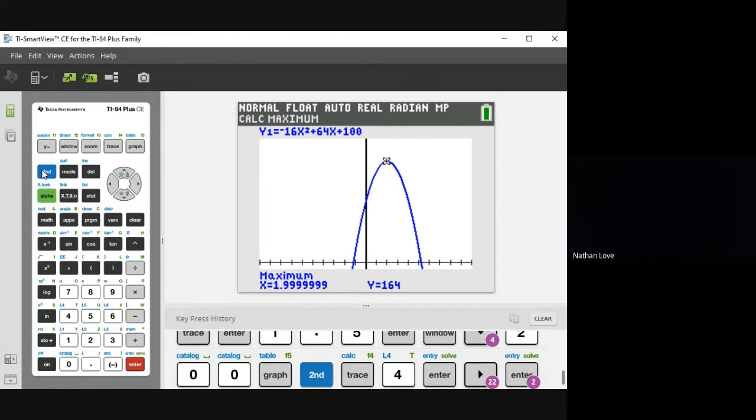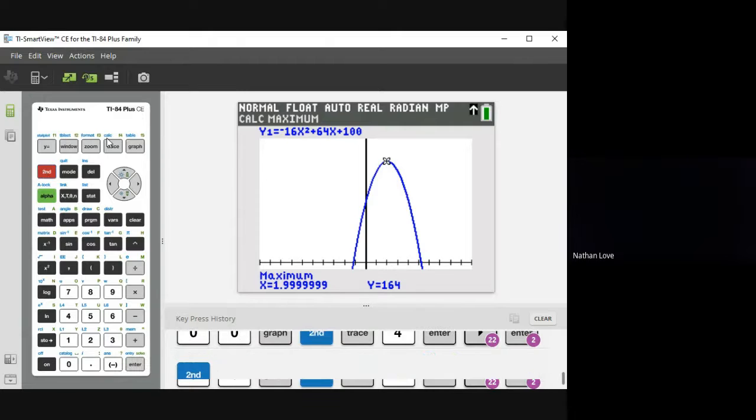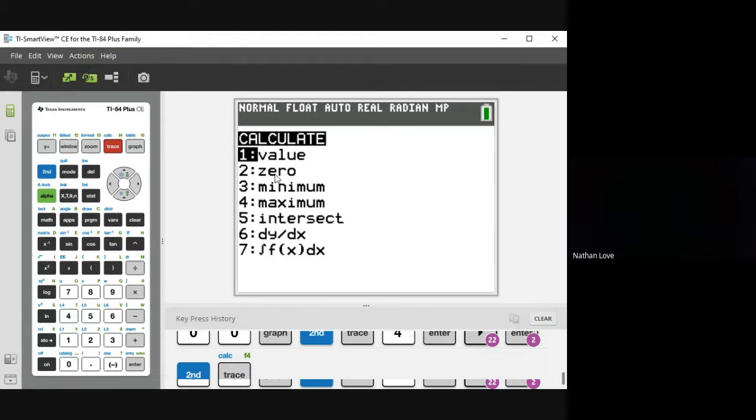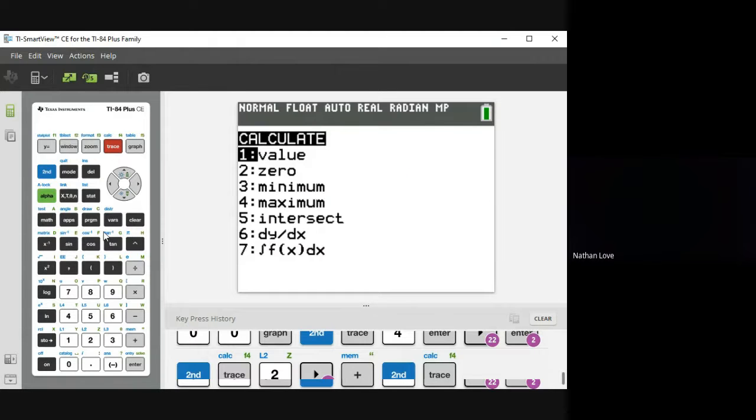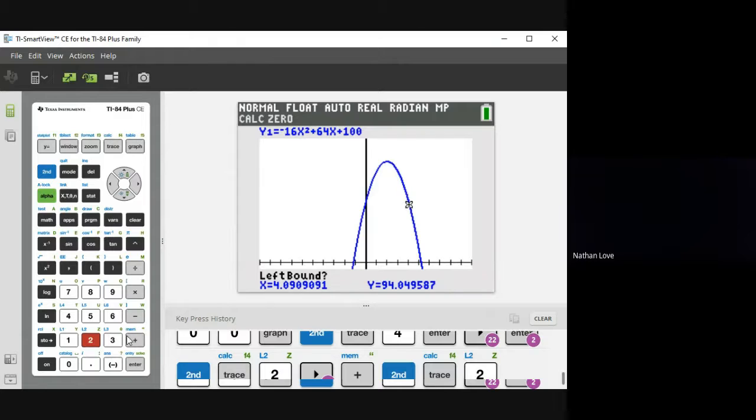So you can go to second, calculate 0, which is number 2, or root, if you've got the gray calculator, which is number 2. You just need to be on the right side of that point, which we're already on the right side. And then, whoops, something happened there. Let me go back to second, calculate number 2. I want to be on the left side of that.